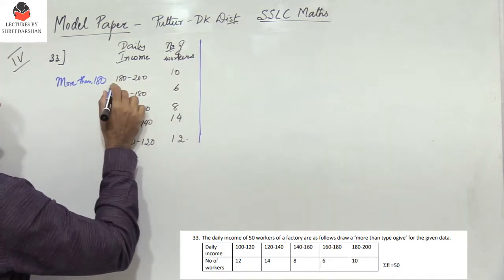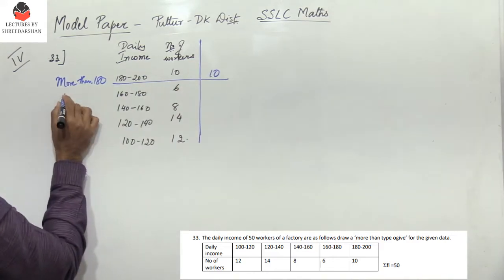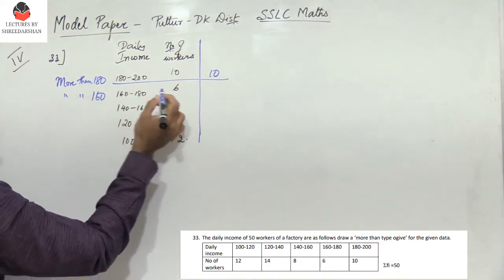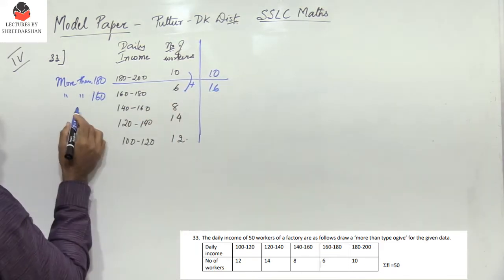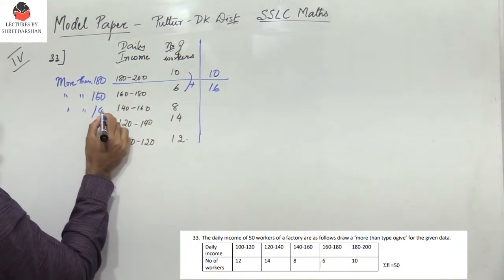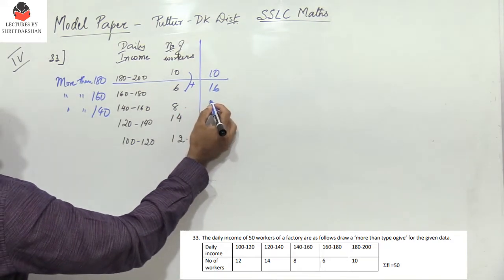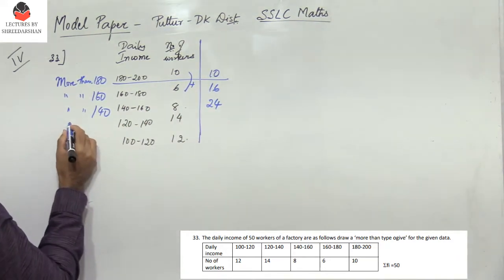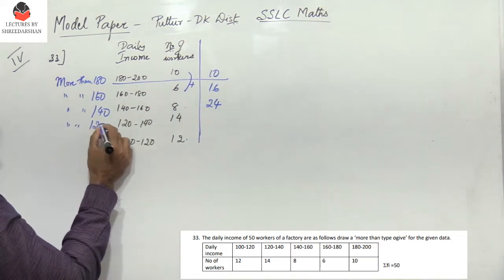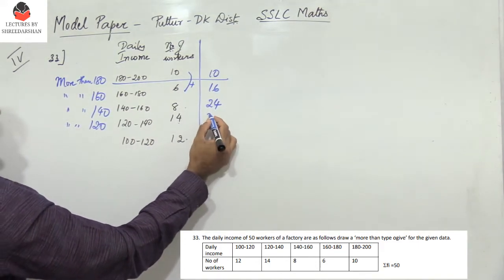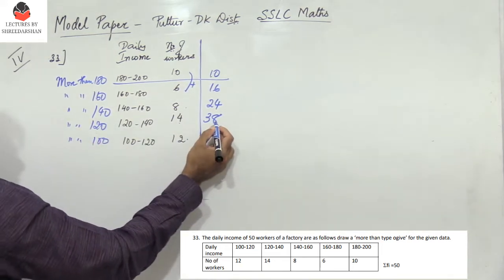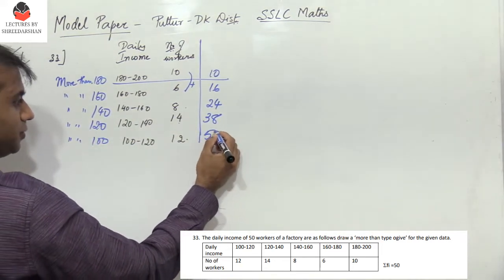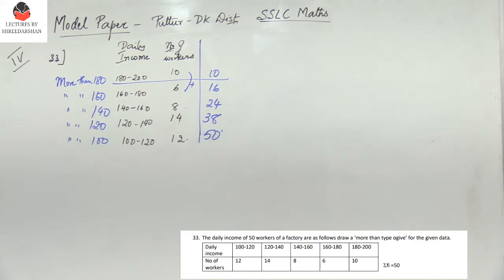More than 180 will be 10. More than 160 will be 10 plus 6. You add these two, you get 16. More than 140 will be 16 plus 8, which is 24. More than 120 is going to be 24 plus 14, which is 38. And more than 100 is going to be 38 plus 12, so I get 50.